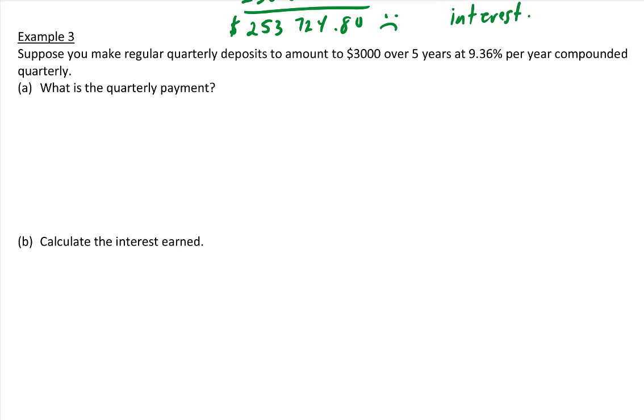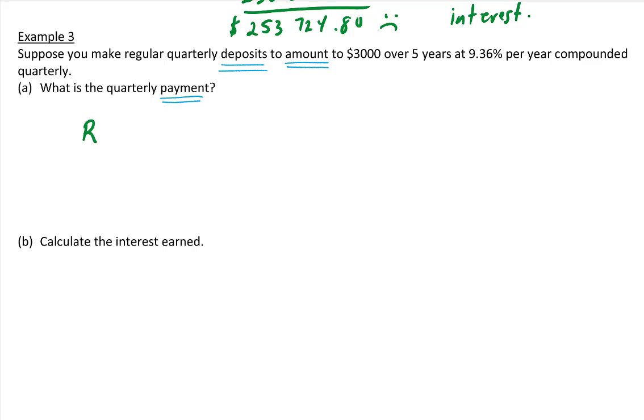All right, example 3. Suppose you make regular quarterly deposits to amount to $3,000 over 5 years at 9.36% per year compounded quarterly. What is the quarterly payment? So first of all, we see we're looking for a payment, so we need a formula for R. And we're making deposits, and we want to reach an amount. So the keyword here is amount. So what is the quarterly payment? That means we need a formula for R.